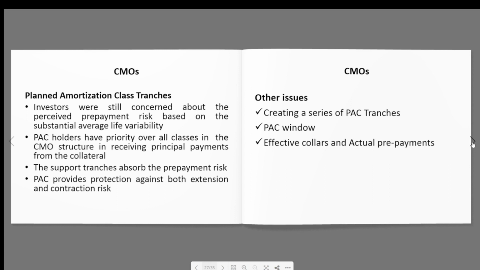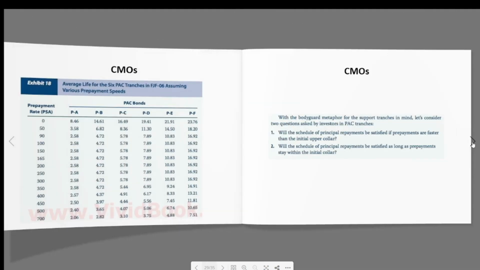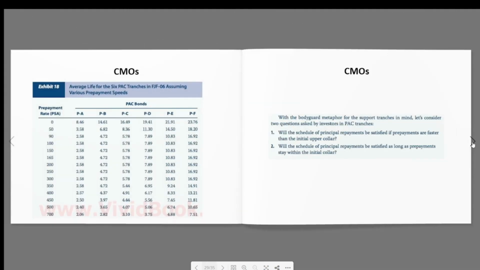Let's also look at other issues. First, we have creating a series of PAC tranches, PAC window, effective collars, and actual prepayments. We also have another example, where you can have a clear understanding of the workings of PAC bonds.